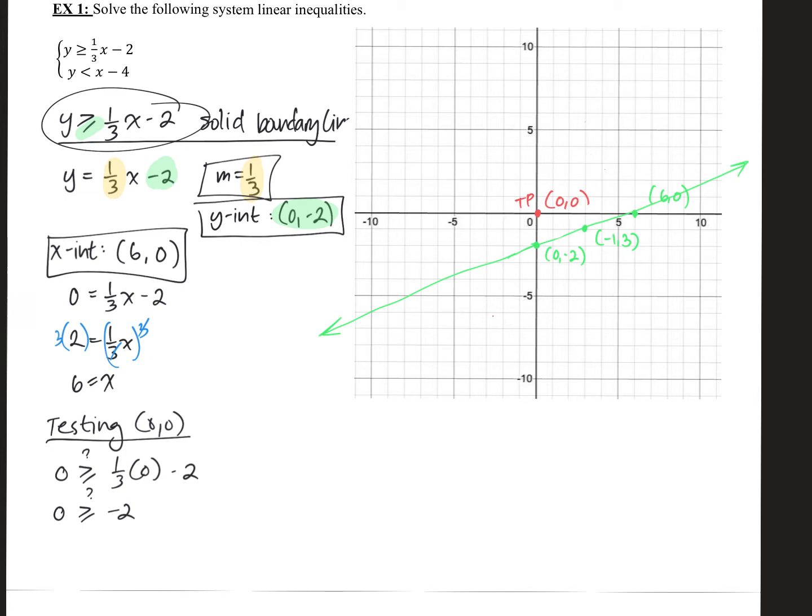Okay, so by default, the other side must be true. So let me go ahead and shade that in. The pen was glitching a wee bit. Okay, so here we go.